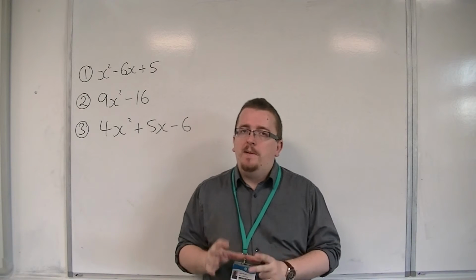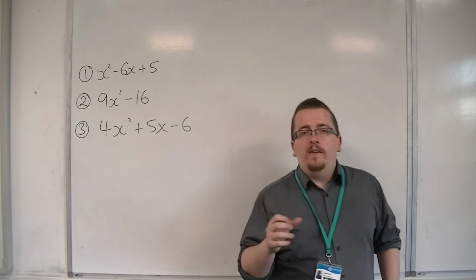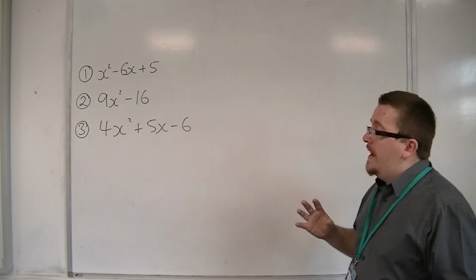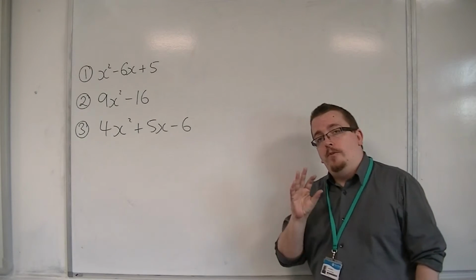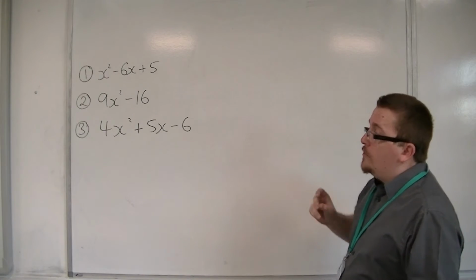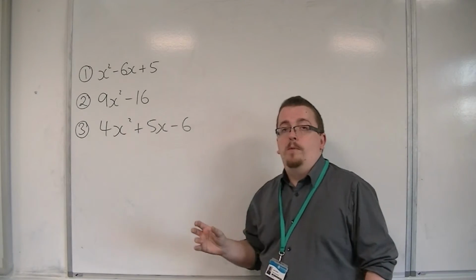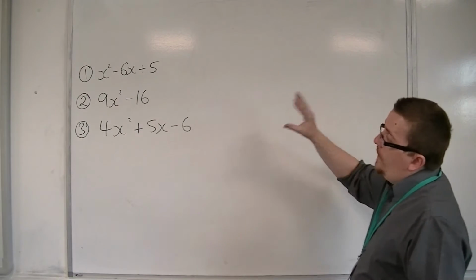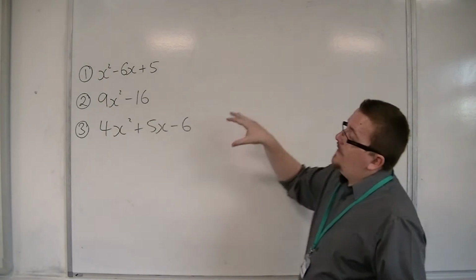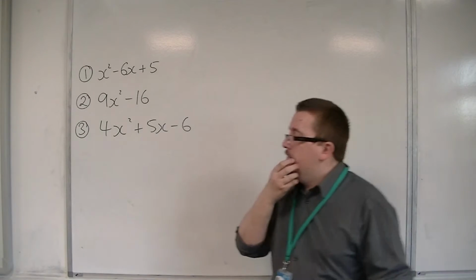Something you must be able to do with quadratics is factorise them. If they can be factorised, you need to be able to do this. So I'm going to work through 3 different problems with factorising. The first one's nice and basic: x squared minus 6x plus 5.